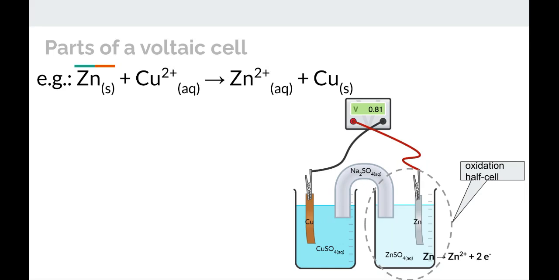It's called that because that's where the oxidation is occurring. Zinc is oxidizing to zinc 2+. The zinc strip is the anode. The anode is where oxidation occurs.